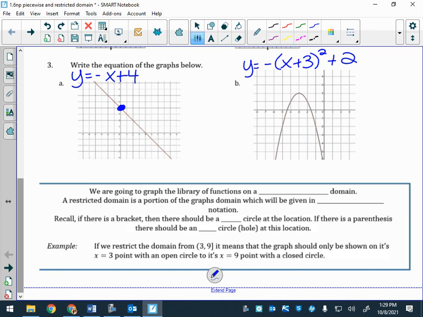It is a quadratic. Excellent. Negative because it's reflected. x plus 3 because you move to the left. And then plus 2 because you move up. Okay. Excellent. How many of you got all of 3 correct?